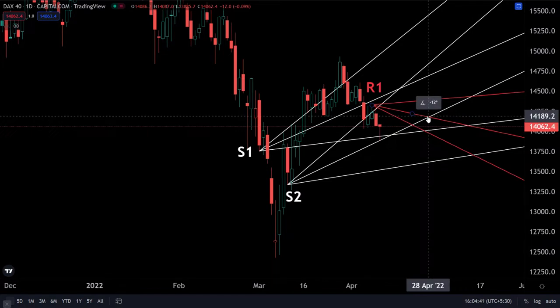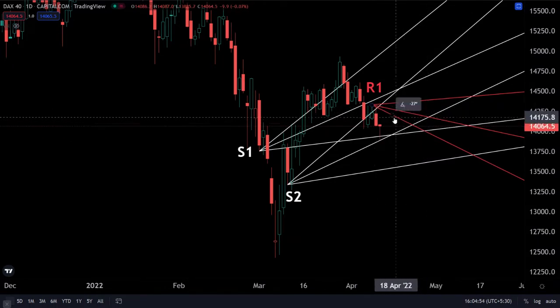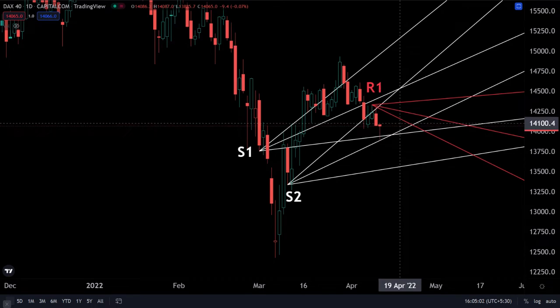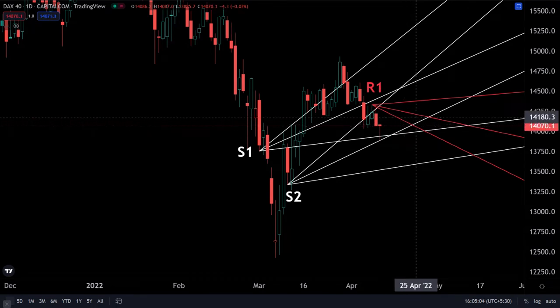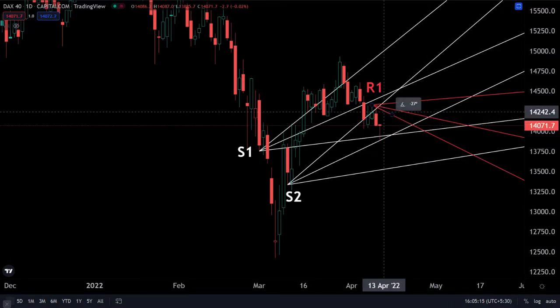Our second resistance is right here at this intersection at 14,180. And obviously, our angular lines will act as resistance depending on the day. But today we are looking at the 14,080 and 14,180 as our primary resistances. So as you can see, we have significant resistance on the way up for the DAX today.